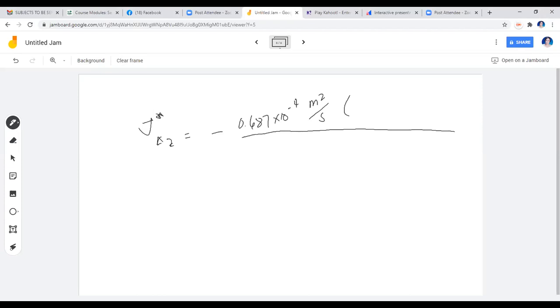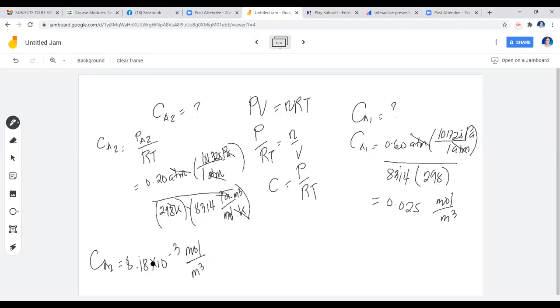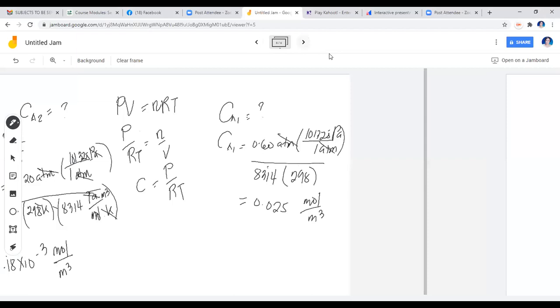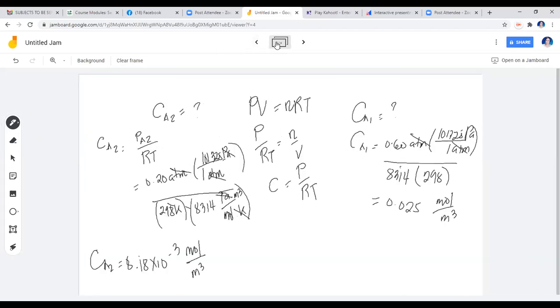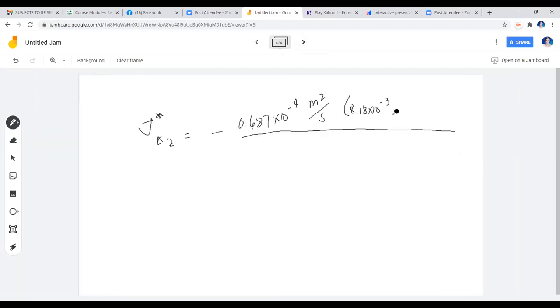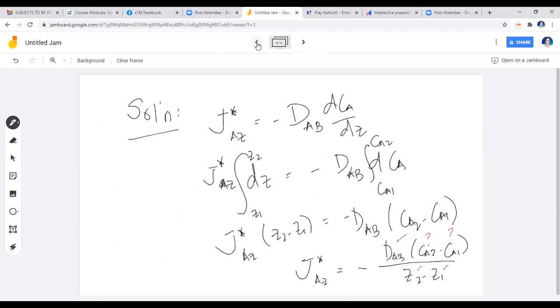Your concentration 2 is 8.718 times 10 raised to negative 3. You subtract the concentration at point 1, which is 0.025. And we divide it, based on the formula, by the distance. This distance, as given in the problem, from point 1 to point 2 is 0.2 meters. That's the delta Z.